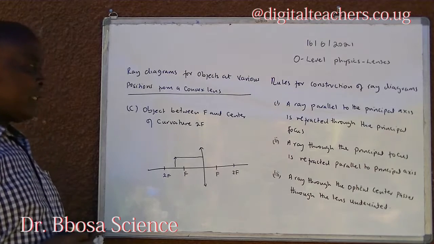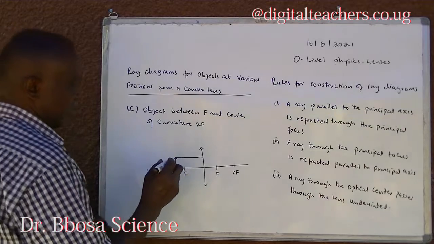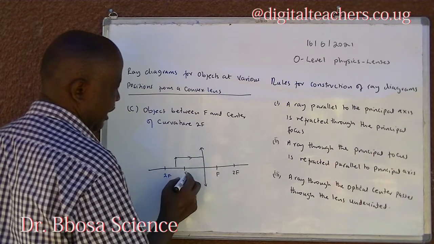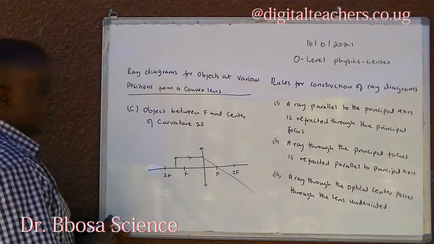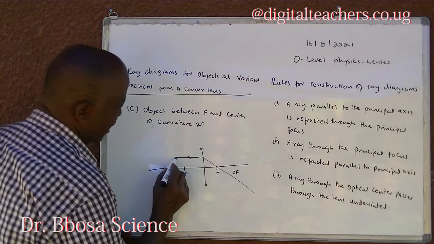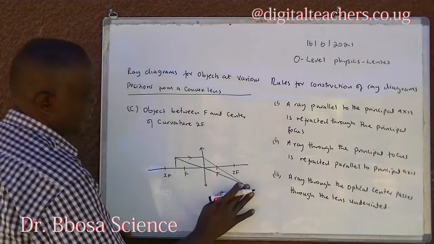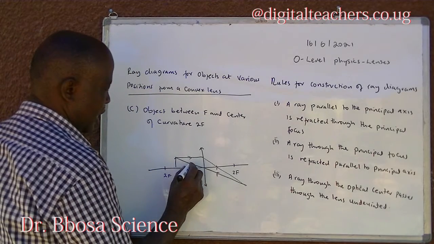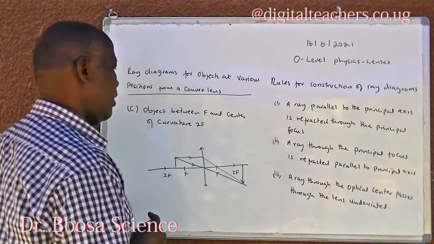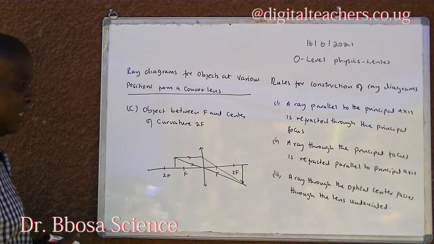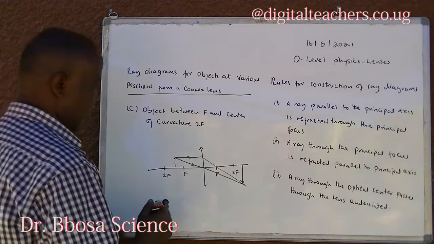C. Object between F and center of curvature 2F. A ray parallel to the principal axis is refracted through the principal focus. Then a ray through the optical center passes undeviated. Then the image is real, inverted, magnified, and formed beyond the center of curvature 2F.